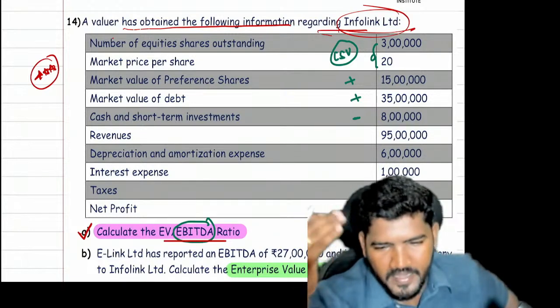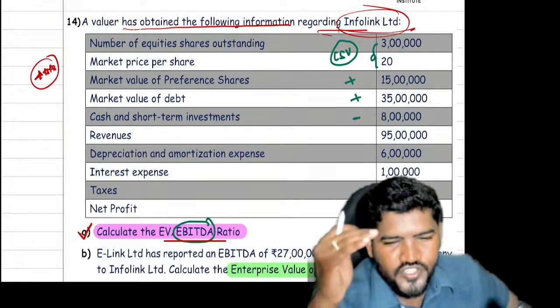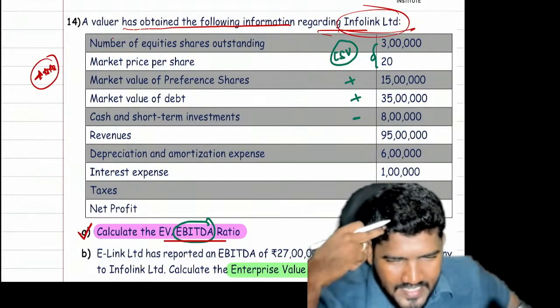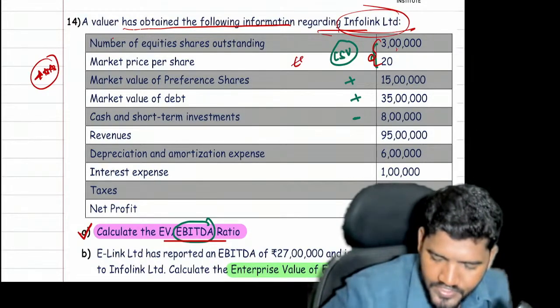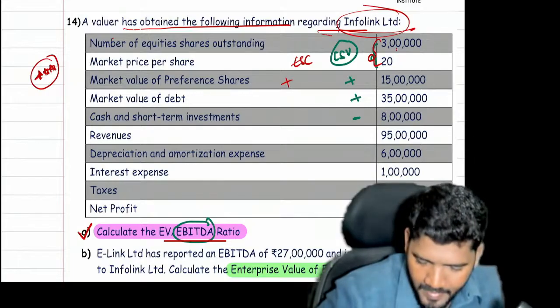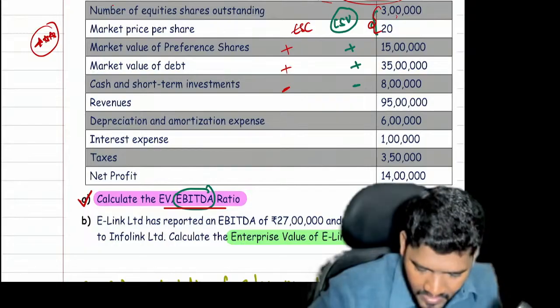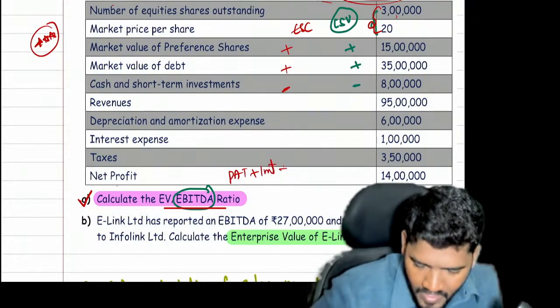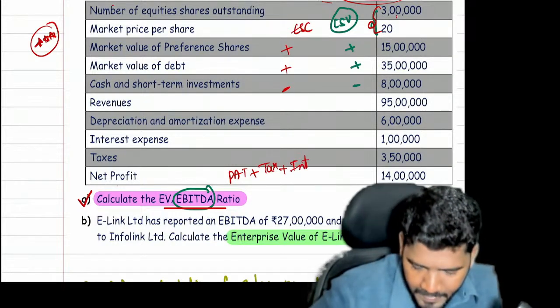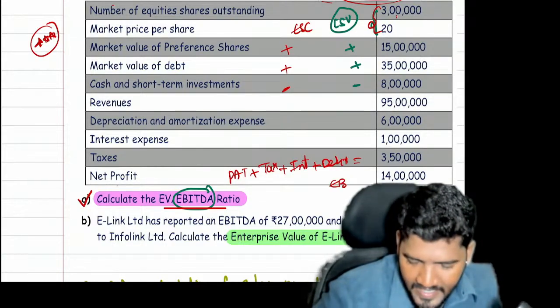You already know the EBITDA. So EBIT plus depreciation and amortization expenses, you will get EBITDA. Guys, clear? Now, number of shares and market price: with the help of these two, you will get equity share capital plus preference share capital plus market value of debt minus cash and cash equivalents. Next, net profit means PAT. Add tax, you will get PBT. Add interest, you will get EBIT. Add depreciation and amortization expenses, you will get EBITDA.